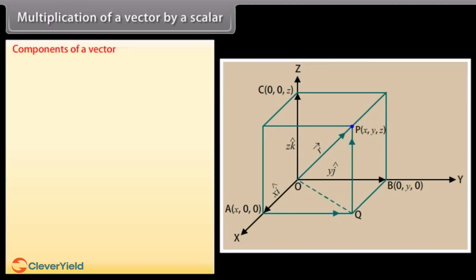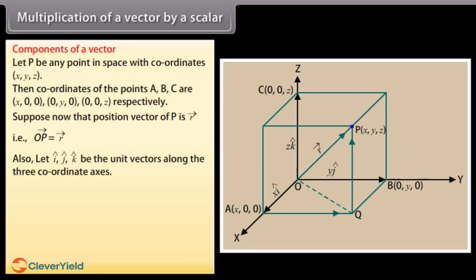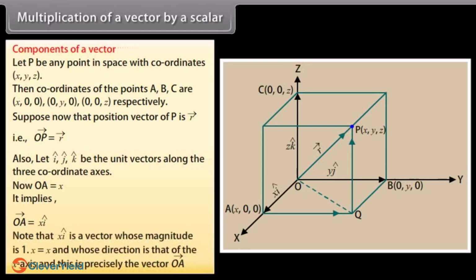Components of a vector. Let P be any point in space with coordinates x, y, z. Then coordinates of the points A, B, C are (x, 0, 0), (0, y, 0), (0, 0, z) respectively. Suppose now that the position vector of P is vector r. That is, vector OP equals vector r. Also, let cap i, cap j, cap k be the unit vectors along the three coordinate axes. Now OA equals x. It implies vector OA is equal to x cap i. Note that x cap i is a vector whose magnitude is 1 into x equals x and whose direction is that of the x-axis, and this is precisely the vector OA.